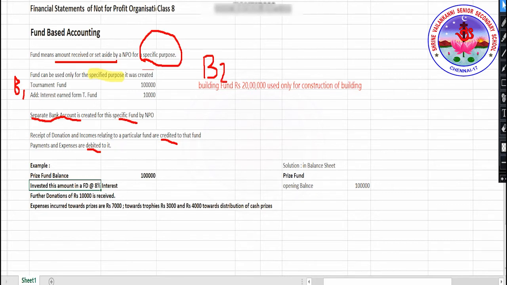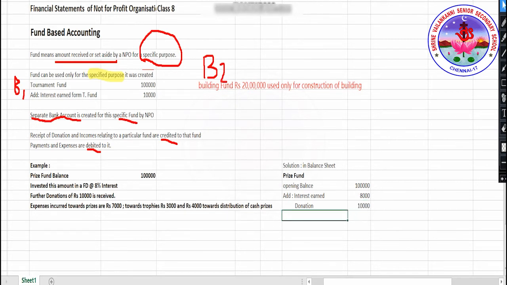We are going to fetch that interest, so it is an income. I'm going to add it to this fund as interest earned. How much is the interest earned? 8% on 1 lakh, which is 8,000. Then further donations of 10,000 are received. So it is also an addition to the fund. I'm going to add this further donation of 10,000.